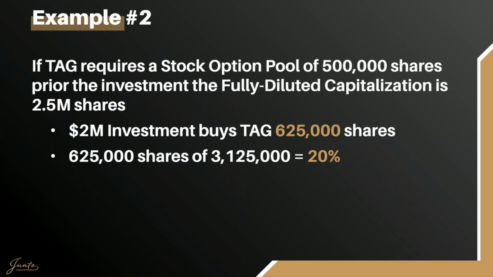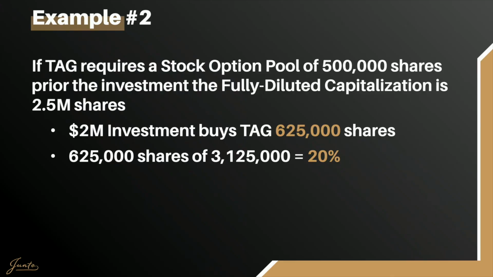Let's take a look at another example, where Tag requires the stock option pool to be included prior to their investment. So it's included in the fully diluted capitalization, which is now 2.5 million shares: 2 million shares owned by Adam and Betty, and the 500,000 shares that are reserved. And it's important to note this. Reservation of shares under the stock pool is included in the fully diluted capitalization. That doesn't mean that all of those shares have been issued to employees. They're just reserved. They're included in the fully diluted capitalization based on the fact that they've been reserved for employees in the future.